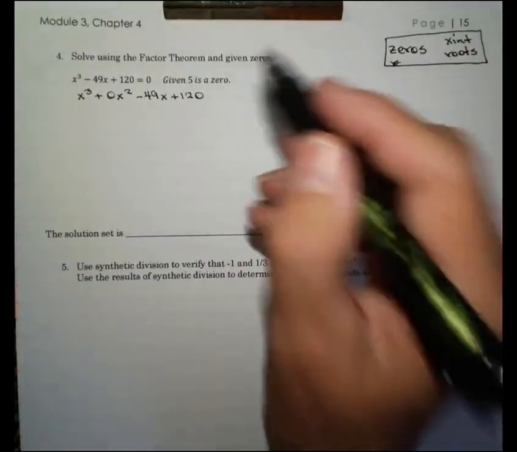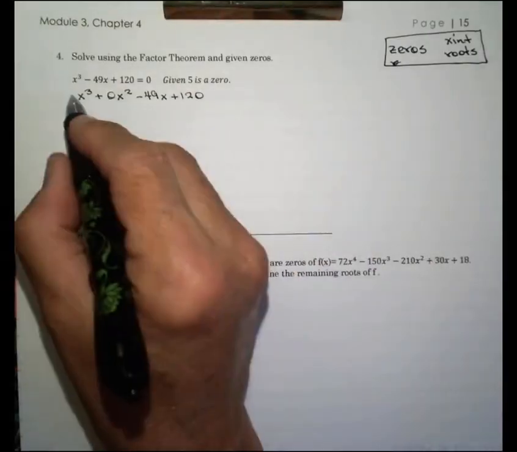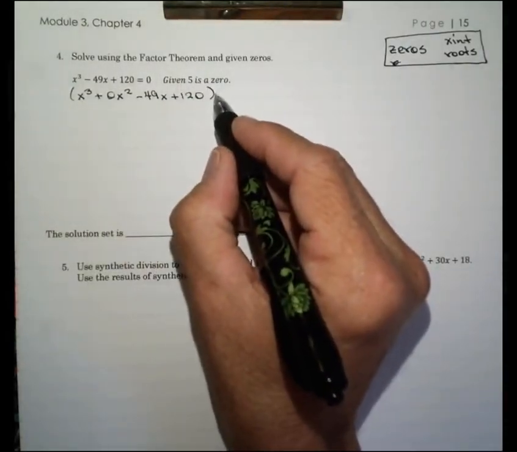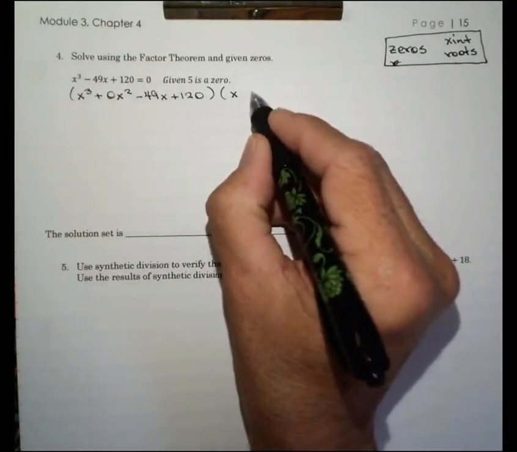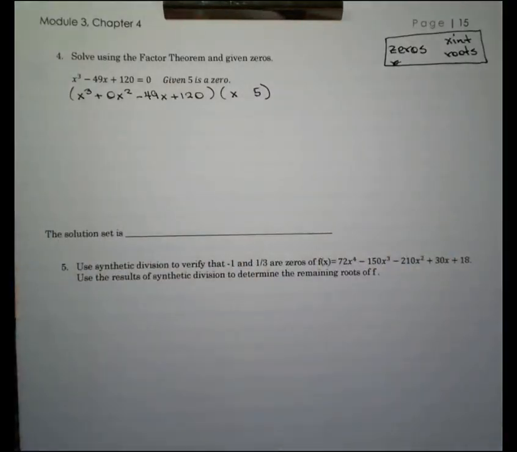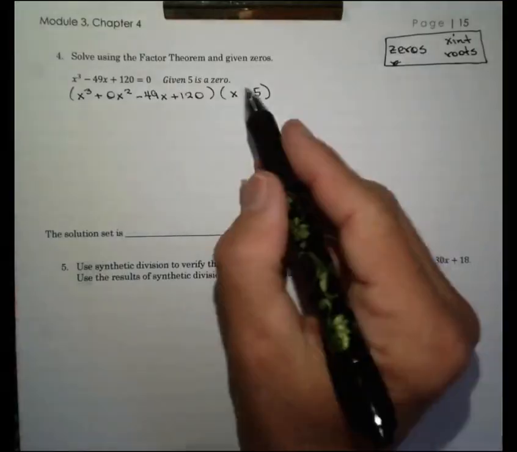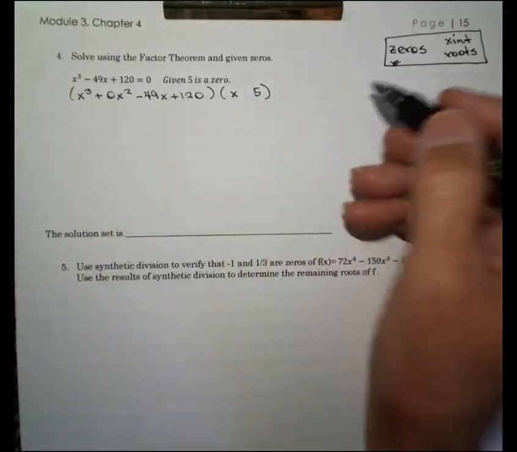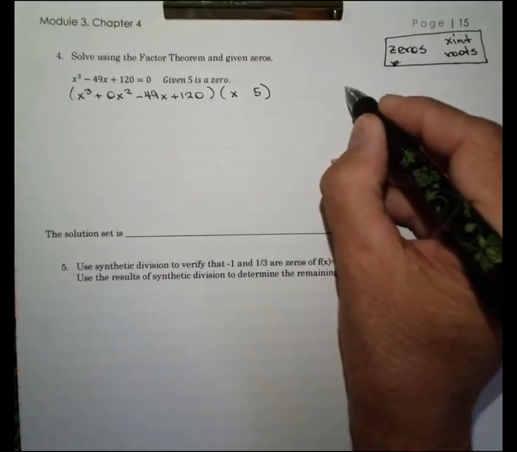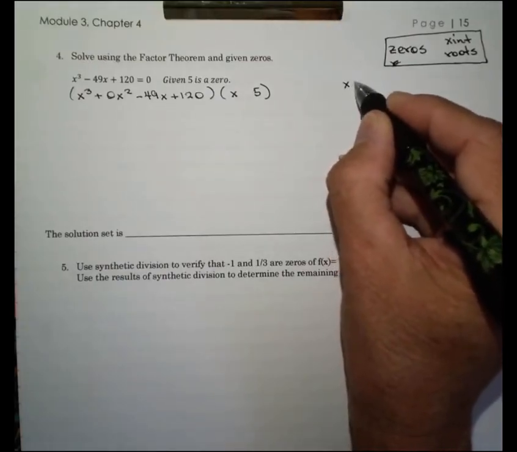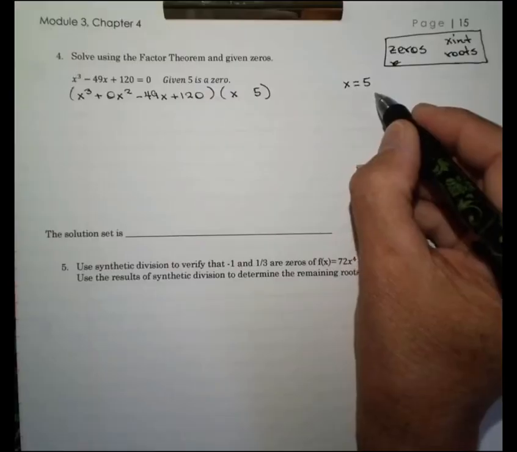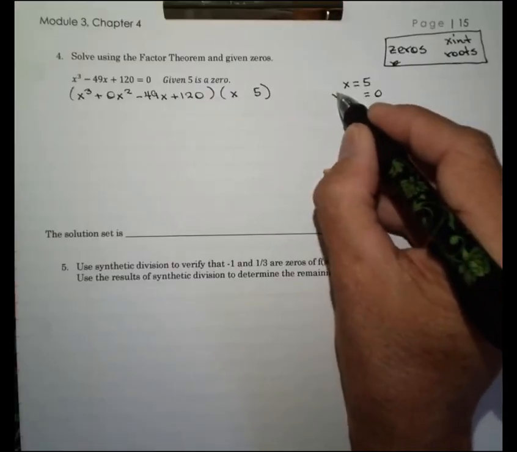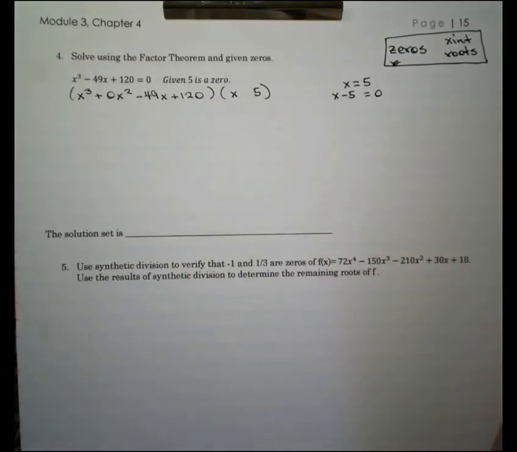It's saying if 5 is a 0, this has been divided by x minus something or x plus something with 5 in it, and I got a remainder of 0. Well, was it x plus 5 or x minus 5? If 5 is a 0, then x is equal to 5, so x minus 5 would be equal to 0. And so I know that I'm working with the factor x minus 5.